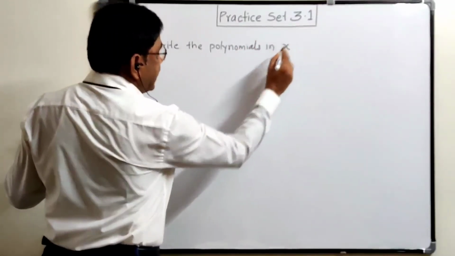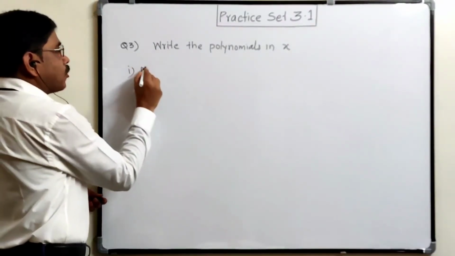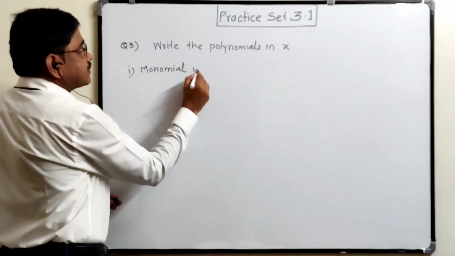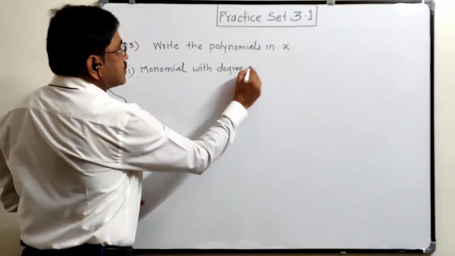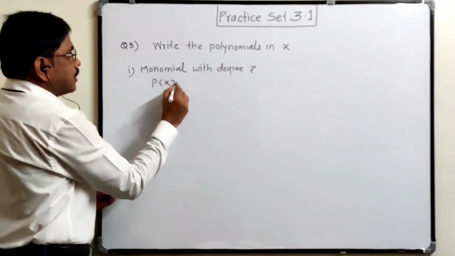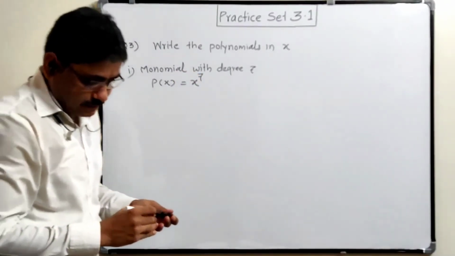In variable x, using x. So first one is the monomial. Monomial means only one term, but degree is 7. So how can we write? Px is equal to x raised to 7. Only one term, but degree is 7.